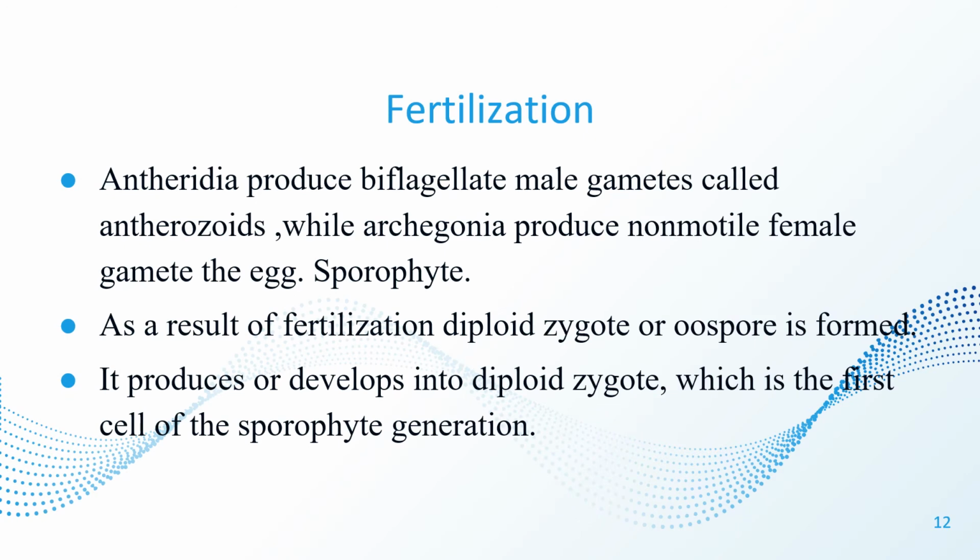Fertilization. Antheridia produce biflagellate male gametes called antherozoids, while archegonia produce a non-motile female gamete, the egg. The egg nucleus and the antherozoid nucleus fuse to give rise to a zygote. The zygote develops into a sporophyte. As a result of fertilization, a diploid zygote or oospore is formed, which is the first cell of the sporophytic generation. It later develops into the sporophyte.